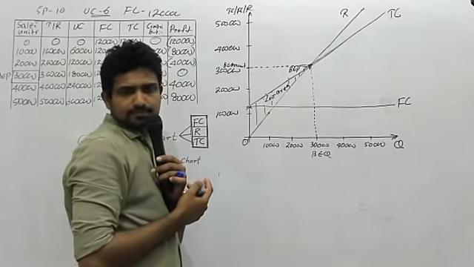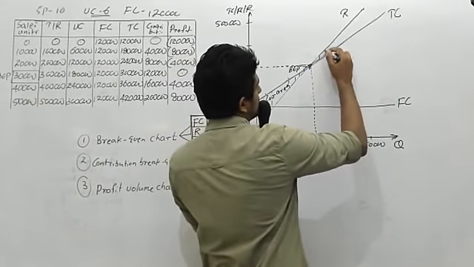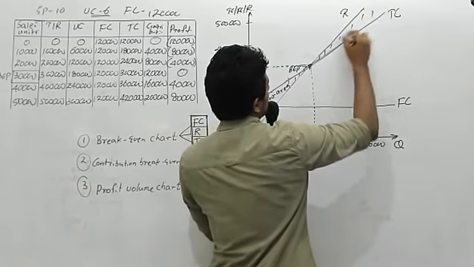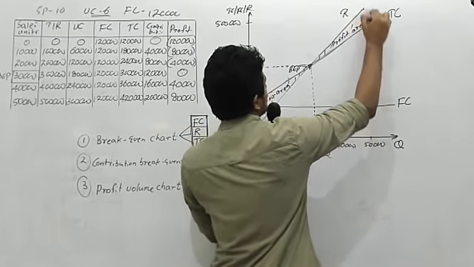Loss area. But here, the revenue line is above the total cost line. This is the profit area.